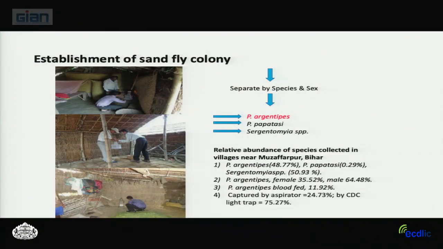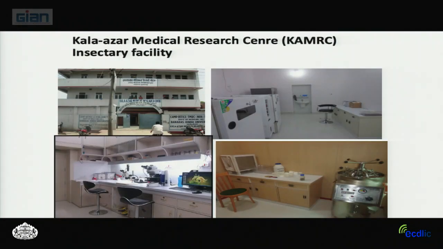So they establish colonies by going out to the field and collecting Phlebotomus argentipes and not these other flies which they found. And these are the sorts of sites they use, light traps. They would put them out at night and go the next morning and collect the flies.